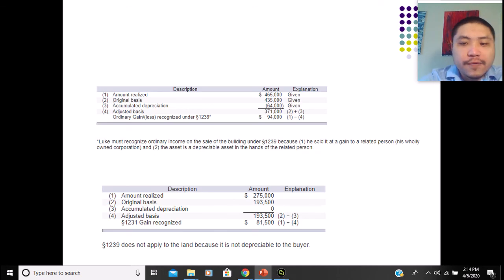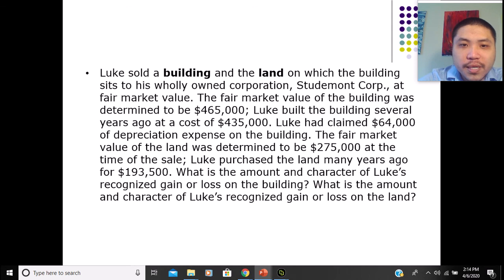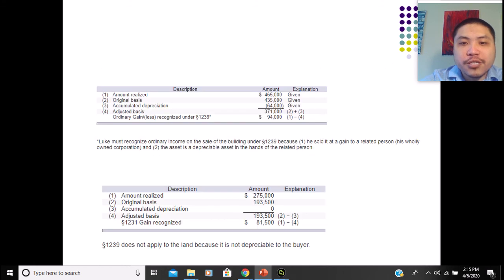For the building, we know the market value is $465,000, so that's the amount realized. The initial basis was $435,000, and the accumulated depreciation is $64,000. So the adjusted basis is $371,000, and the gain is going to be $94,000. This recognized gain of $94,000, all of it, is going to be treated as ordinary income.